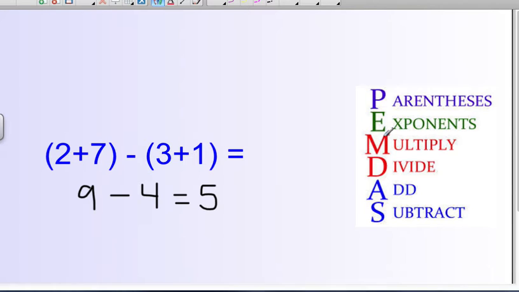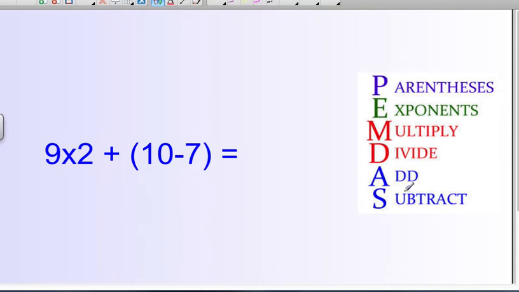And there aren't any exponents. We didn't have to multiply or subtract, and we did this within the parentheses. So we are done with that problem. So 2 plus 7 minus 3 plus 1 equals 5. I'm going to do another one.